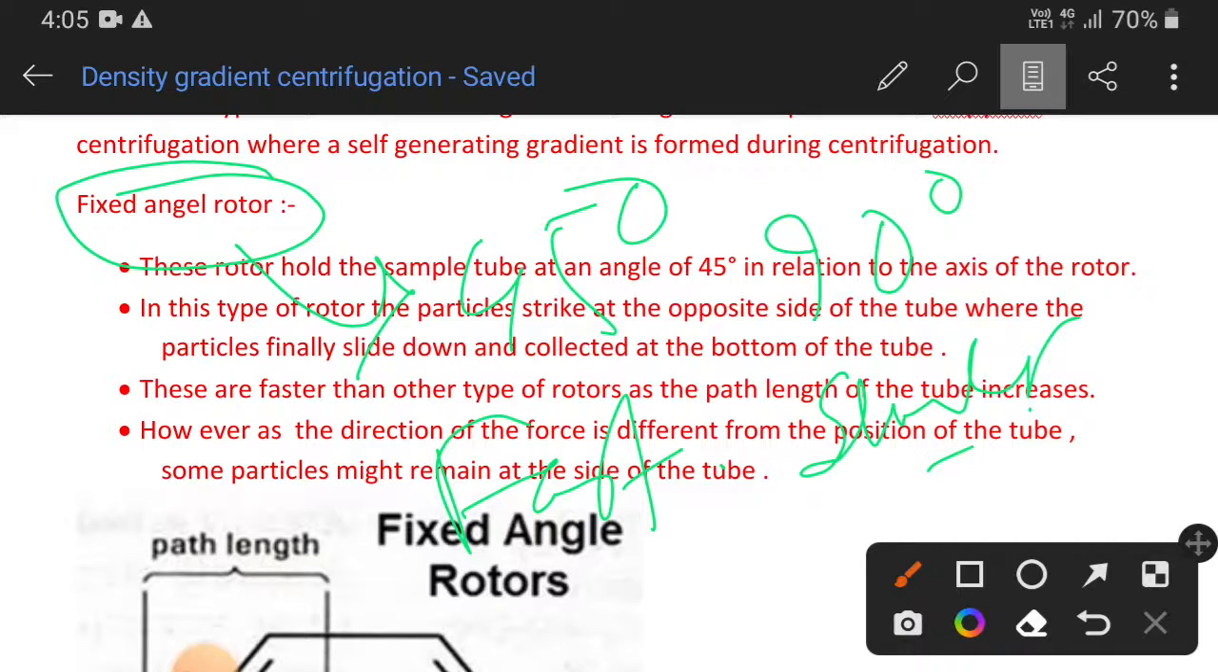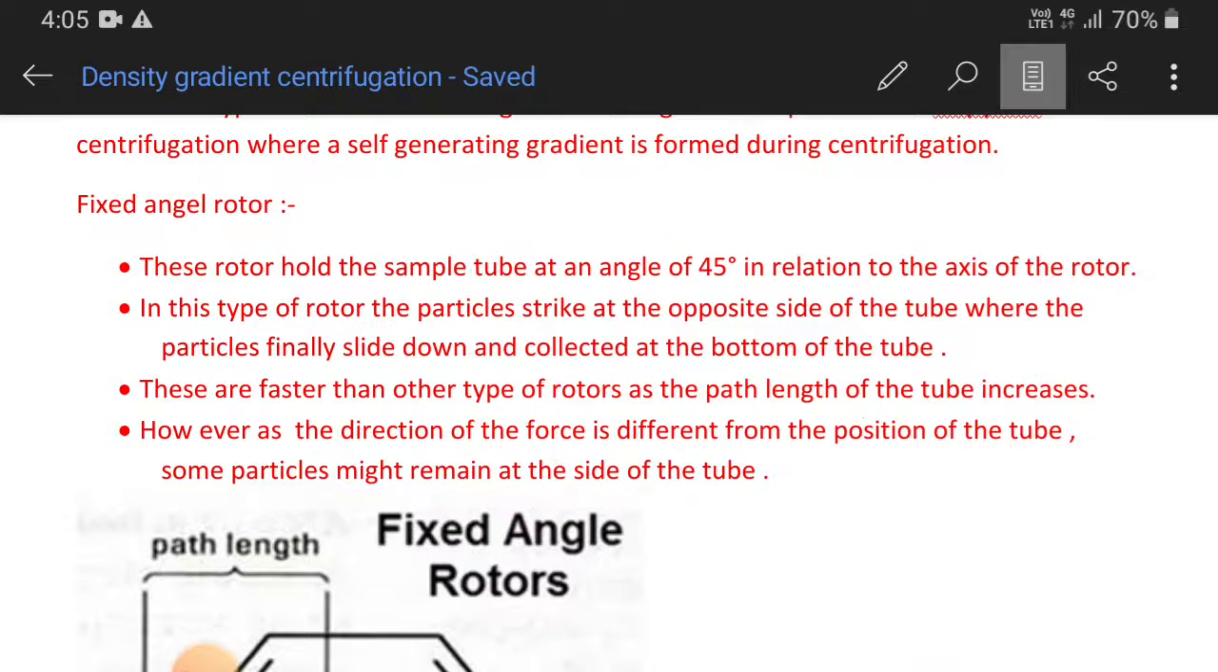Okay, in case of fixed angle rotor, all particles may not be pelleted at the bottom, because here the position of the particles is opposite to the direction of the force, right? But in case of swinging bucket rotor, all of the particles move down to the bottom of the tube because of the force. Okay, so that is a difference between fixed angle rotor and swinging bucket rotor. So I hope you have understood the concept of the fixed angle rotor and our swinging bucket rotor.